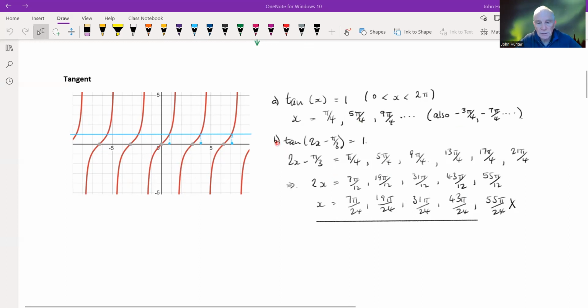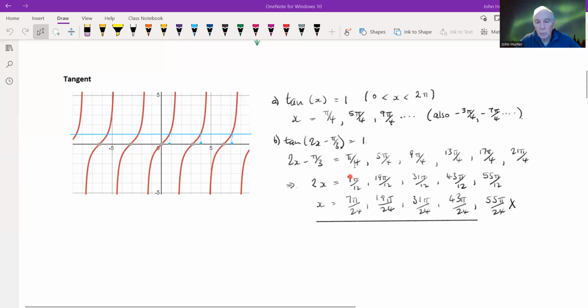Now, if we had a slightly different equation, which is actually typical of the sort of thing we might have to solve, and we're looking for the solutions to this equation, tan(2x minus pi by 3) equals 1.